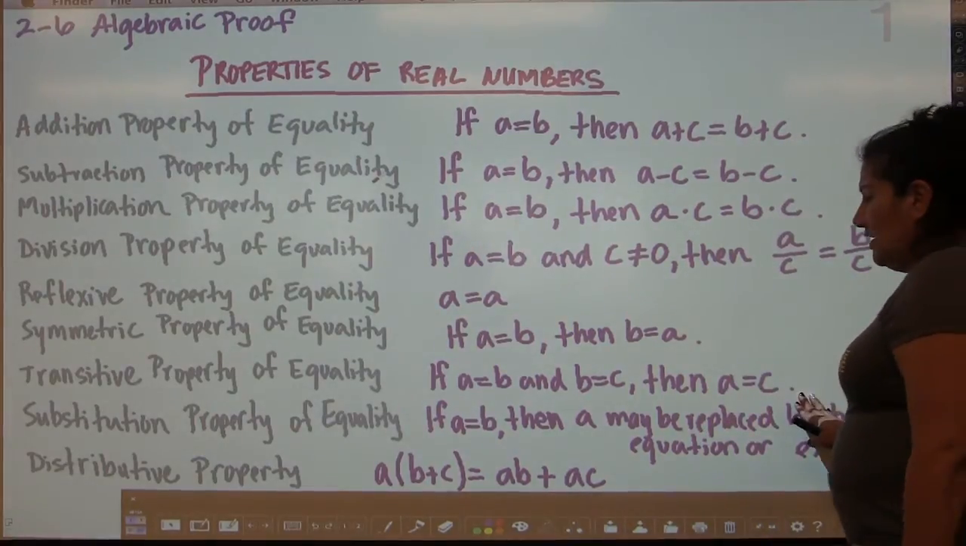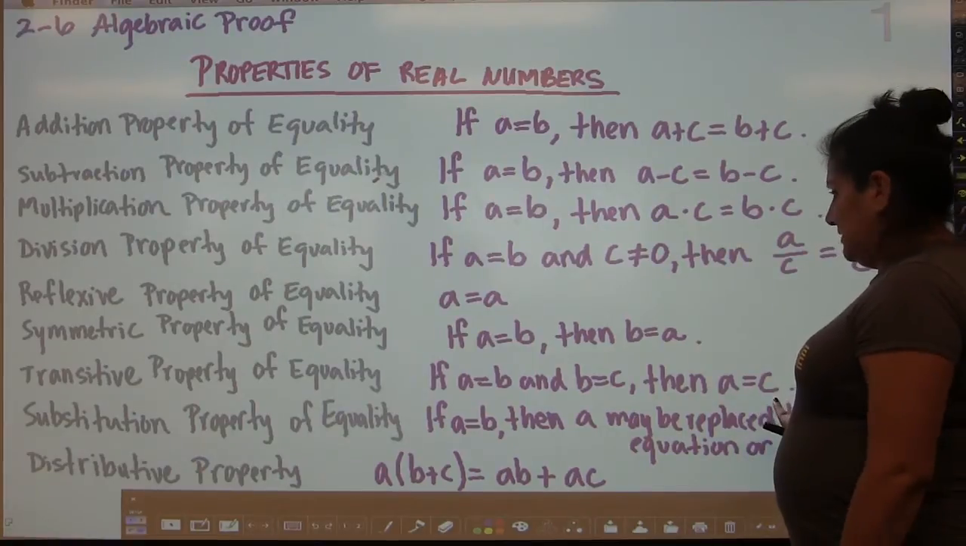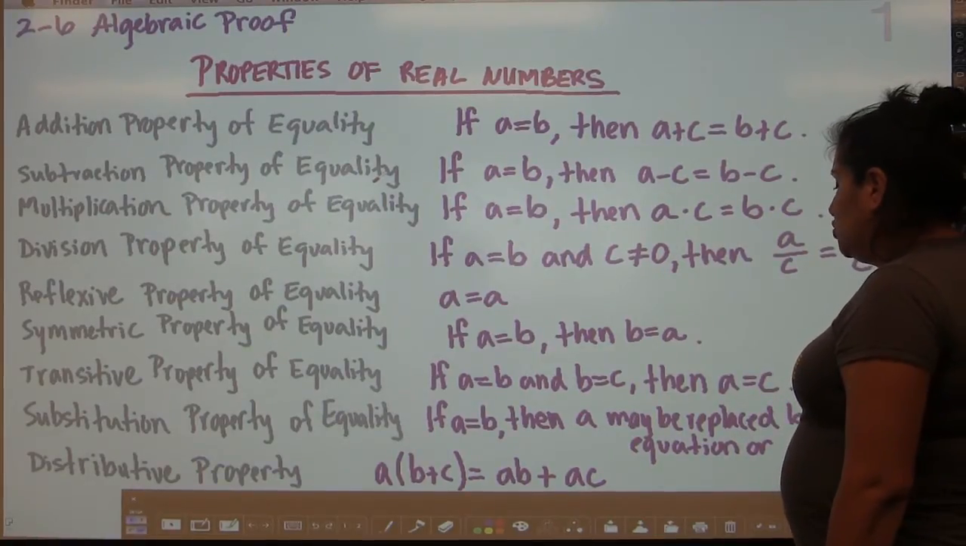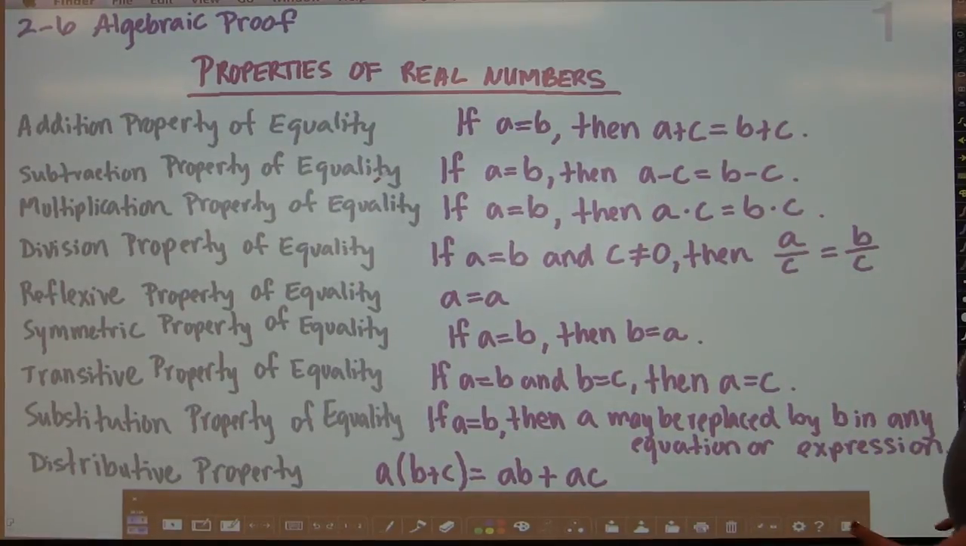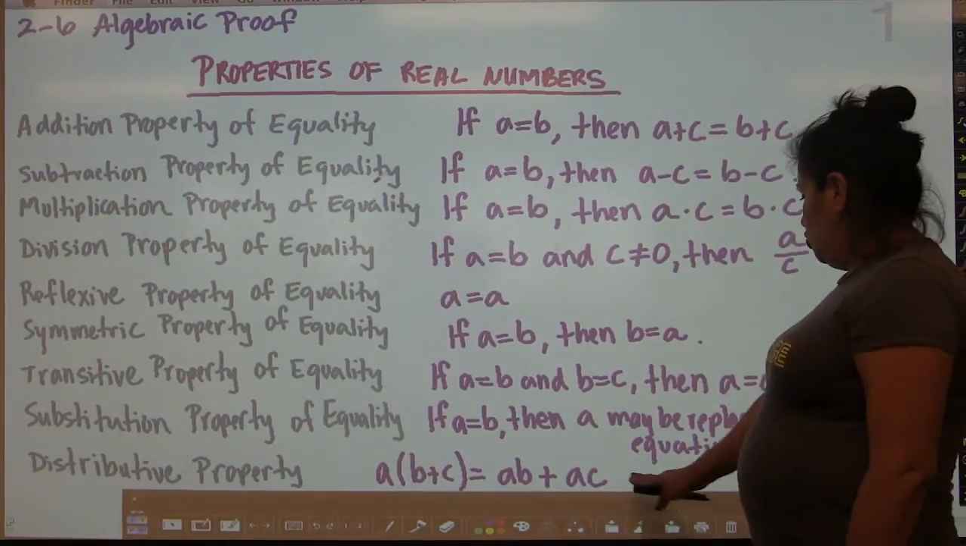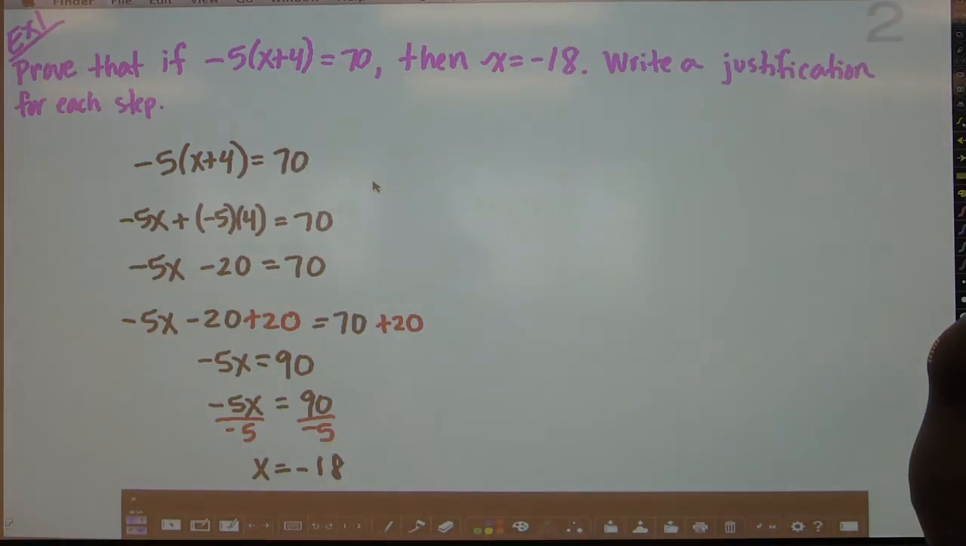Transitive property is a good one. If A equals B and then B equals C, you can kind of get rid of B and A equals C. And then of course substitution, if A and B are equivalent, then A may be replaced by B in any equation or expression. And then of course the distributive property that we have there. So we're going to be using these to write algebraic proofs.